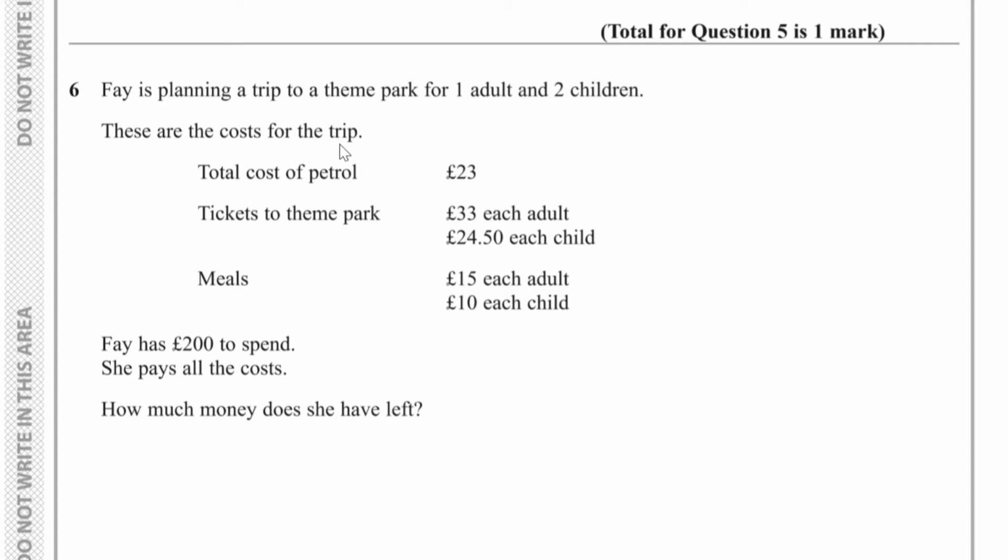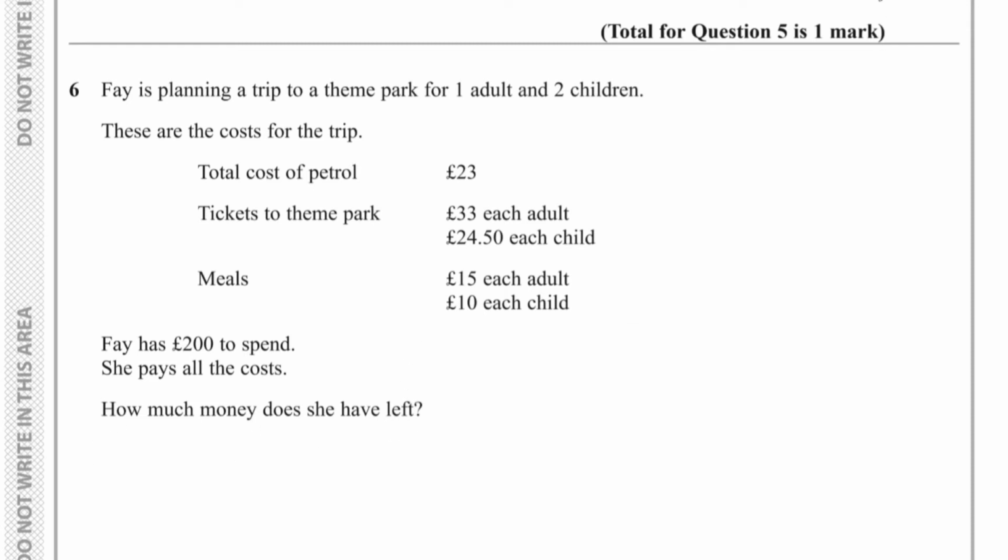Question number 6. Faye is planning a trip to a theme park for 1 adult and 2 children. These are the costs for the trip. The total cost of petrol is £23. For the tickets to the theme park, we've got £33 for each adult, £24.50 for each child. For meals, we've got £15 for each adult and £10 for each child. Faye has £200 to spend. She pays all the costs. How much money does she have left?